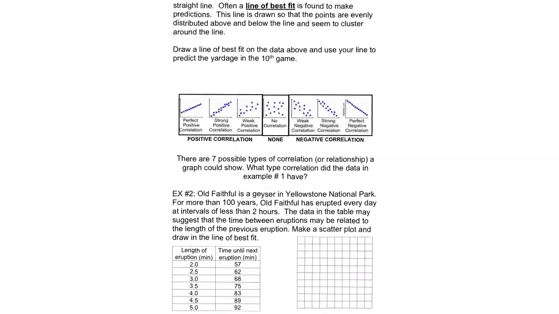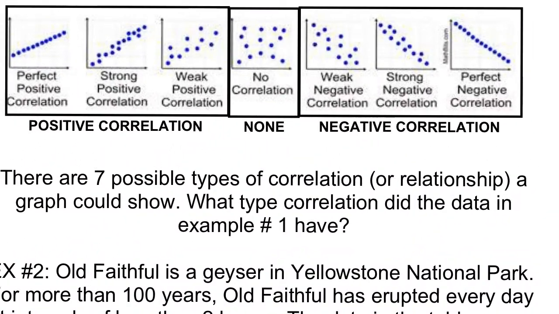When we have a perfect positive correlation, that looks an awful lot like a straight line. It's perfectly aligned. However, in a strong one, the points of data are all clustered around a line. If there's a weak positive correlation, you can still see that if we had a line there, it would be going in a positive direction, but the points of data are spread further apart. In no correlation, you can't see a straight line anywhere. So that means there's no relationship.